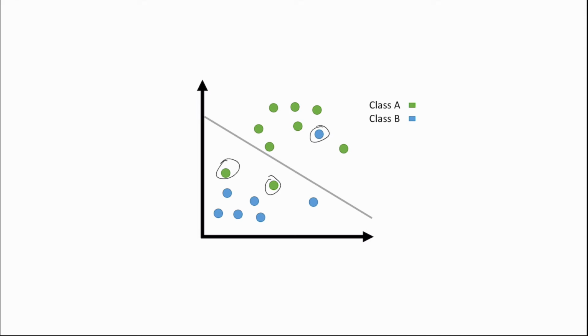Ideally, we would want all data points of class A on one side of the hyperplane and of class B on the other side. So this is what is called a soft margin support vector machine. That is, we allow our support vector machine to make some misclassifications. In order to allow this, we have to make an adjustment to the objective function.